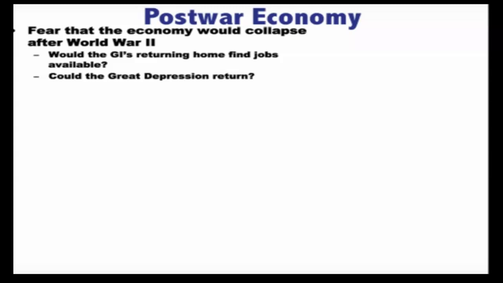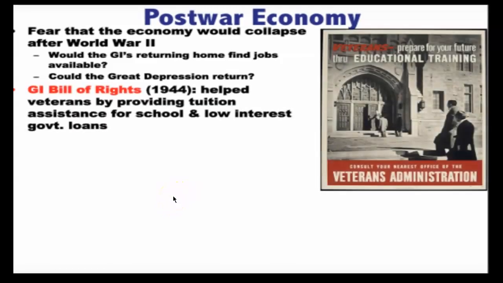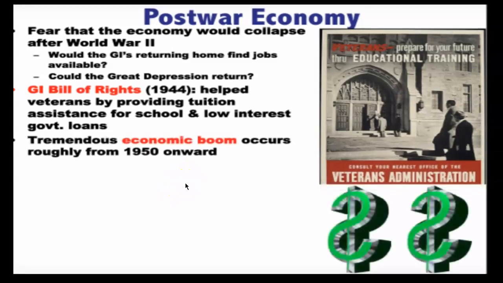All right. So the post-war economy: the fear after World War II was that the economy would collapse, believe it or not. Would the GIs returning home find jobs? Would jobs be available to them? People were afraid that the Great Depression might return again. The government answered by passing the GI Bill of Rights. We talked about this a little in class the other day. This would help veterans and anybody for that matter, but namely veterans, by providing tuition assistance for school, and low-interest government loans. This is one of the ways that veterans were able to start a career or go to college if they wanted to after they returned from the war.